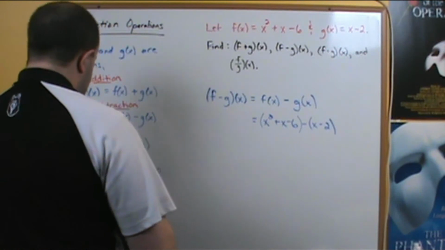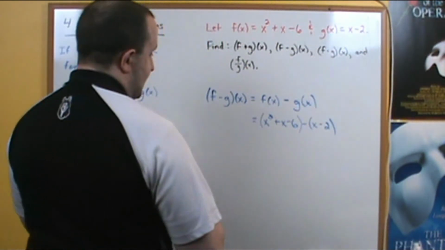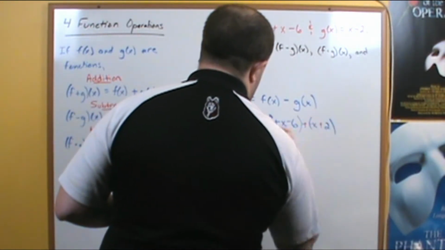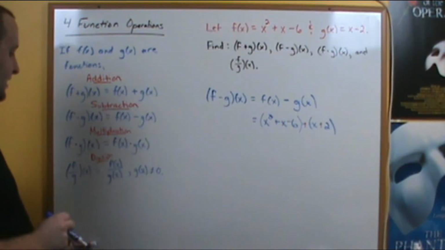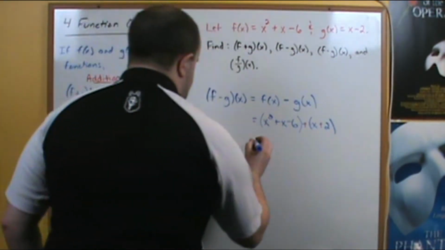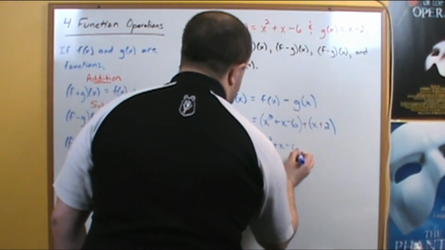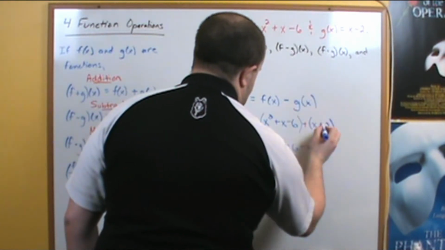And the key here is, since we're subtracting g of x from f of x, we should make this a positive and change the sign of everything in that parentheses there, because subtraction is really the same thing as adding the opposite. And then we get x squared plus x minus 6 plus a negative is minus x plus 2.